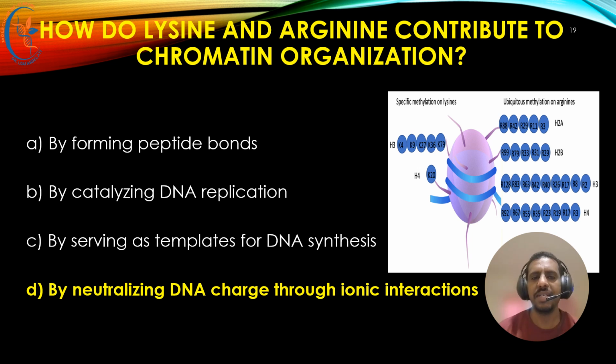Okay, the correct answer is by neutralizing DNA charge through the ionic interactions. When DNA wraps around histones, lysine and arginine residues interact with the negatively charged phosphate group of DNA through the ionic bonds. This interaction helps neutralize the overall charge, allowing DNA to be tightly packaged.